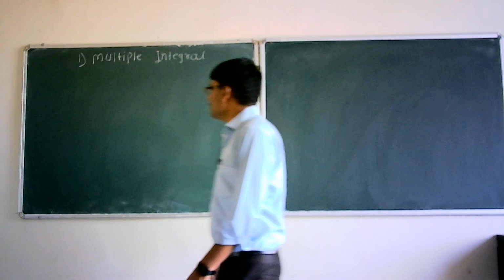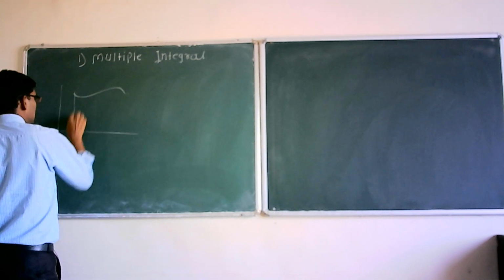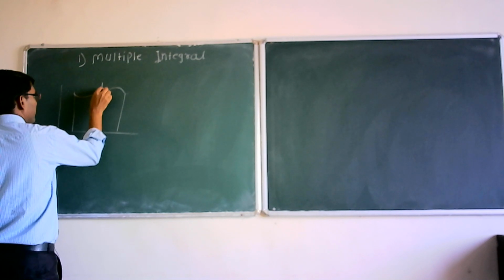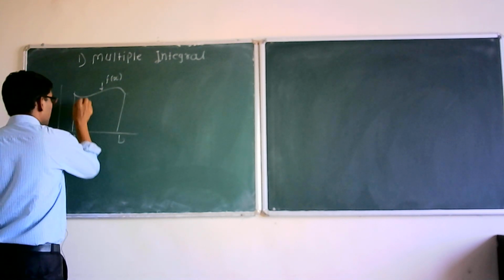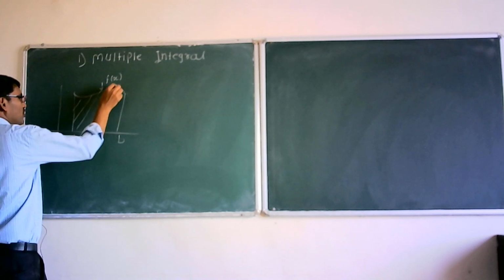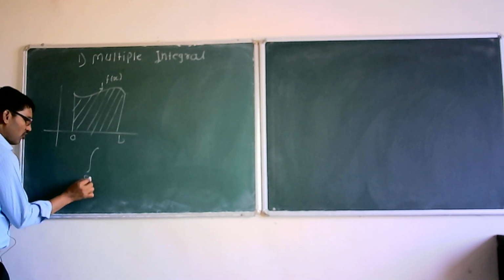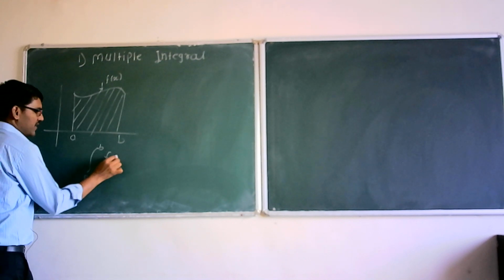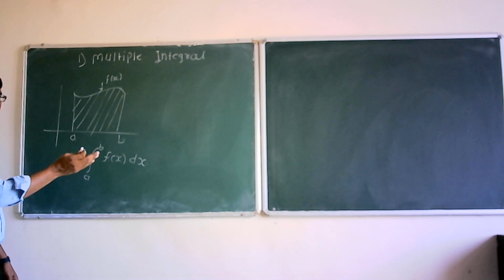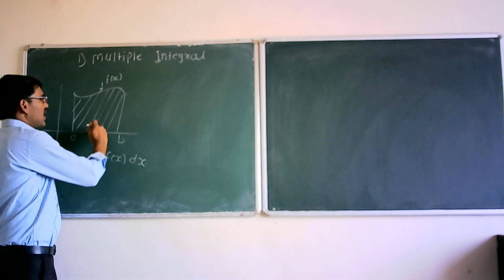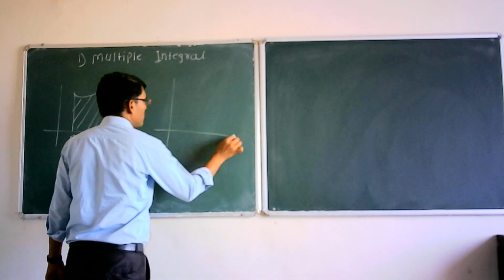Already we know that to evaluate the area under the curve y = f(x) from a to b, you can integrate f(x) dx from a to b, and it is a signed area. If it is below the x-axis then it is negative, but if it is above the x-axis then it is positive.